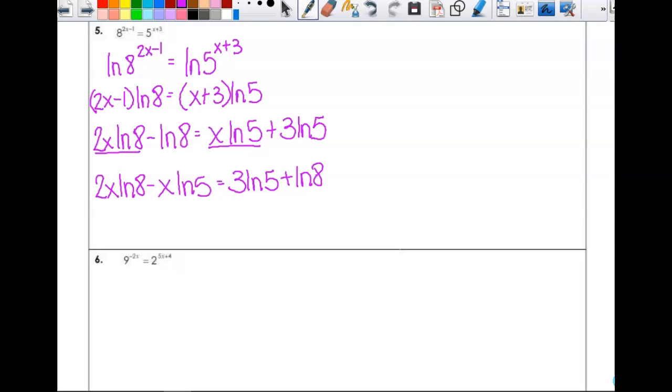We good? Now, it would be nice if I could combine these, but I can't because they have different logs. Like if they were both log 8 or both log 5, then I could combine them, but it's not. It's like having a y and a z situation here. So I can't combine the two, but I'm trying to get x by itself. What could I do here? I could, what? That's not what you said. Is that what you said? Well, divide, what am I going to divide?